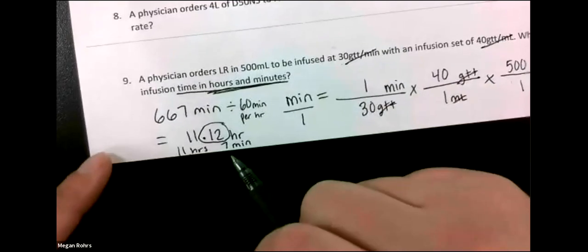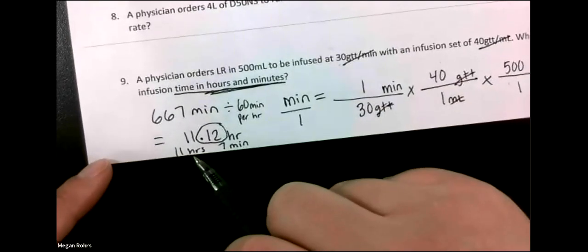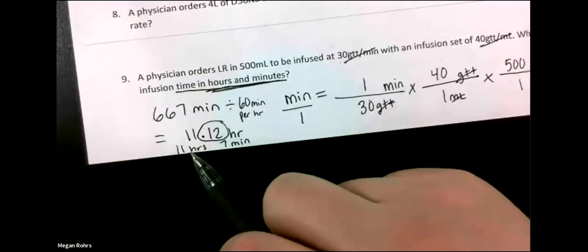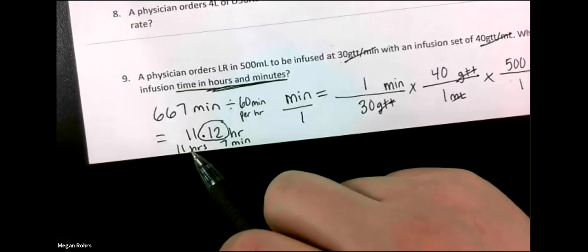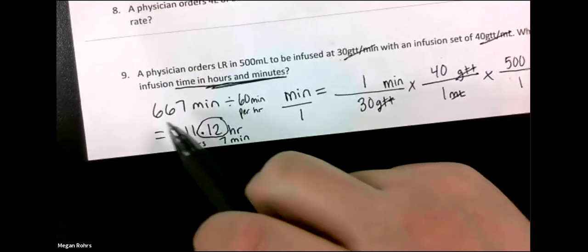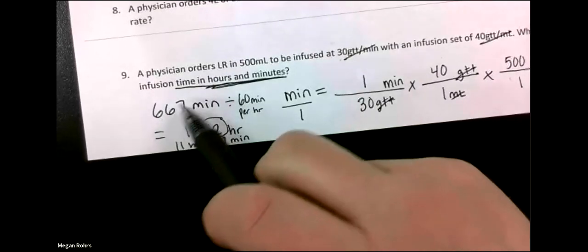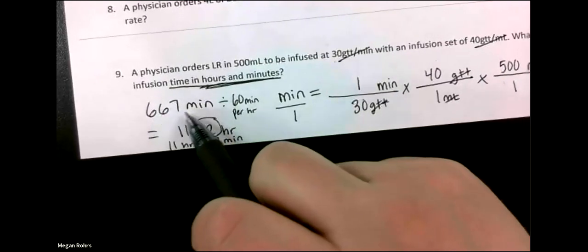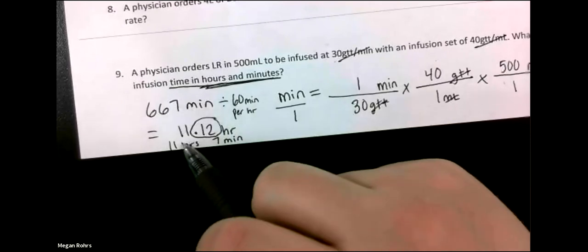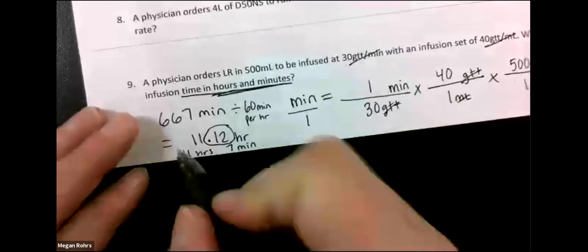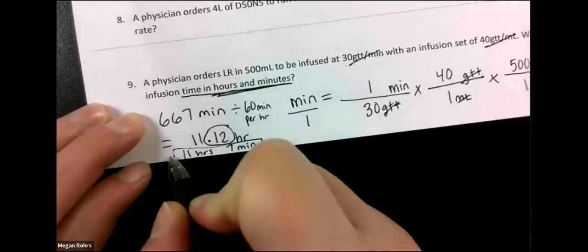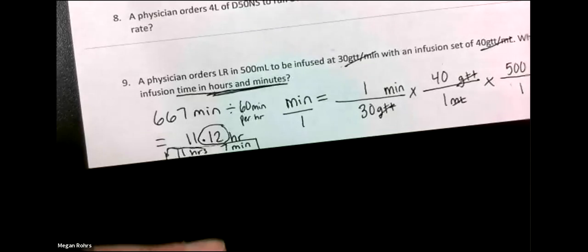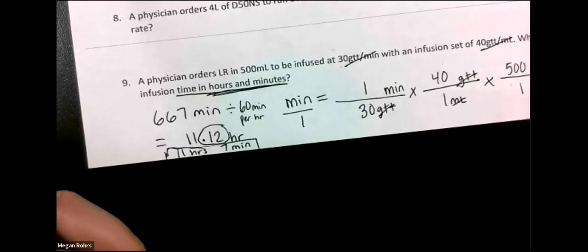Now we can see if this makes sense by checking our work, right? We know 11 hours, if we change that into minutes, 11 times 60 would give us 660. And then we would have 7 minutes left over, right? So 667 minutes is equal to 11 hours and 7 minutes. So that is our final answer there. Once again, I apologize. I know that's pretty small.